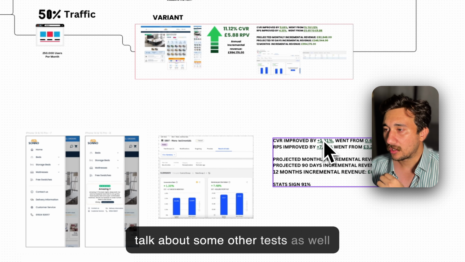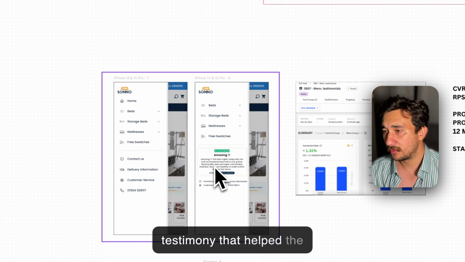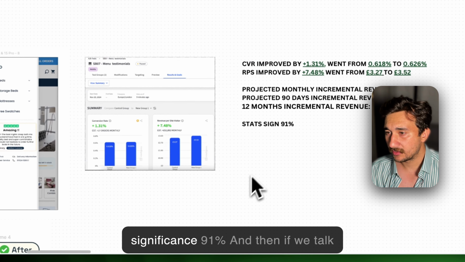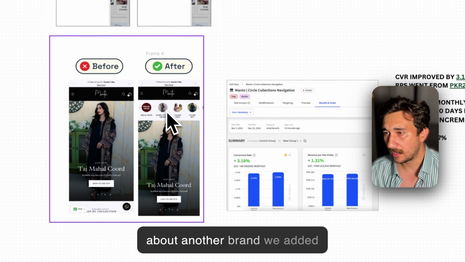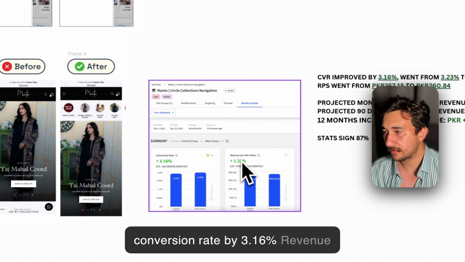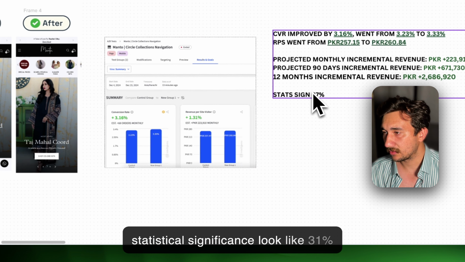So let's talk about some other tests that we have implemented for the bad niche brand. We added a review testimonial that helped the conversion rate by 1.13%, statistical significance 91%. And if we talk about another brand, we added an image slider here that helped the conversion rate by 3.16% and revenue per visitor by 1.31%. This is how the statistical significance looks, 31%.